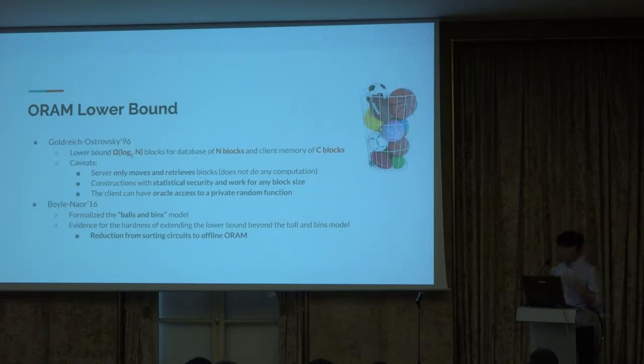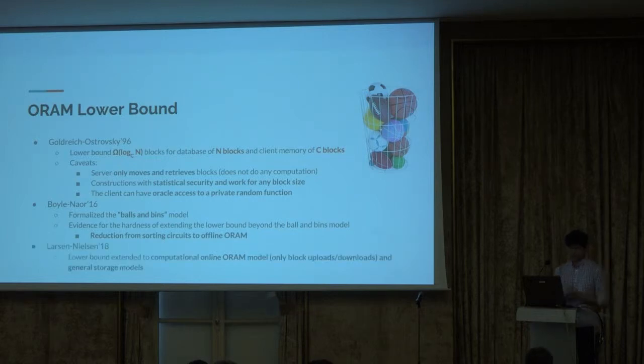In particular, they showed something even stronger: they presented evidence that extending the lower bound for offline ORAM, this weird ORAM where you get all the queries ahead of time, to general storage schemes beyond balls and bins would reduce to lower bounds for sorting circuits. That's something that should be stayed away from because sorting circuits are very hard, especially lower bounds. But this lends credence to the idea that an online ORAM lower bound might exist, and just this year, Larsen and Nielsen showed an omega log n lower bound for computational ORAMs, and they removed all the caveats of Goldreich and Ostrovsky. In particular, they consider any type of storage encoding, not just balls and bins, and they consider computational adversaries.